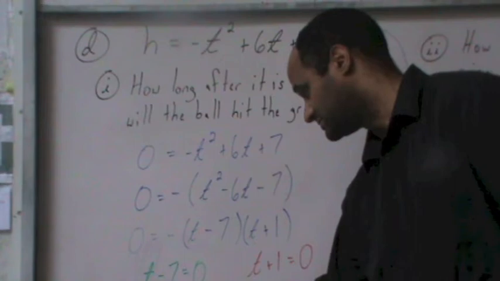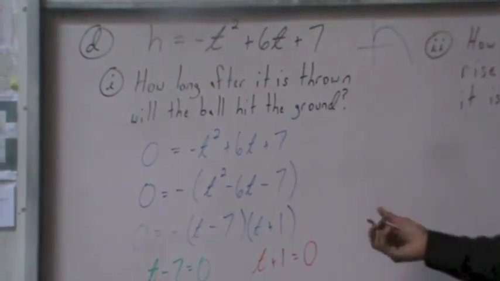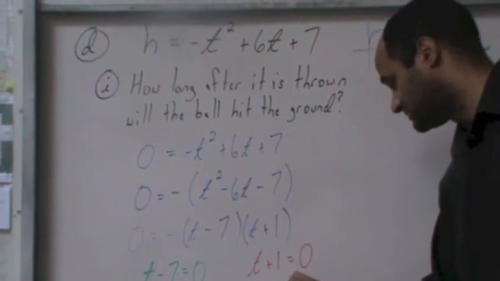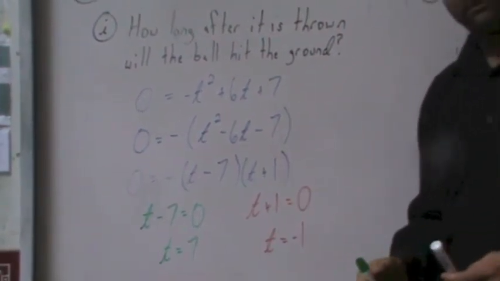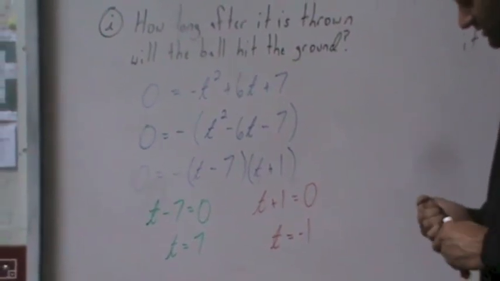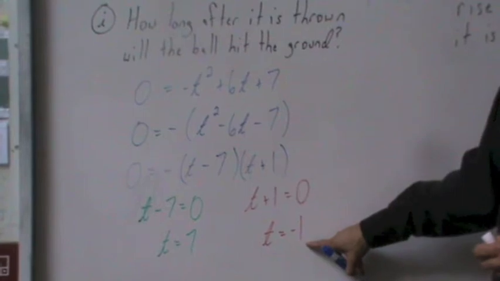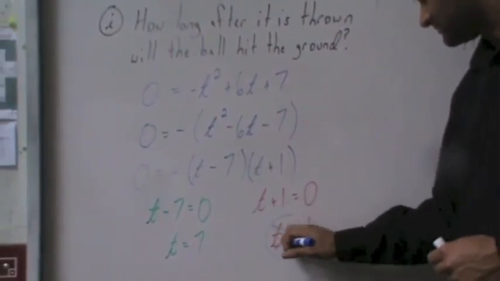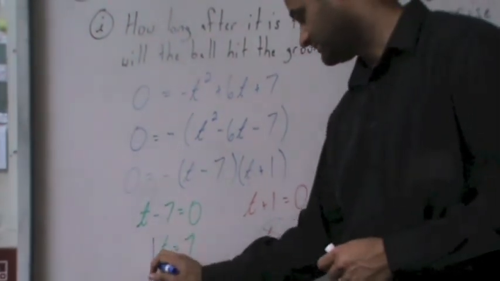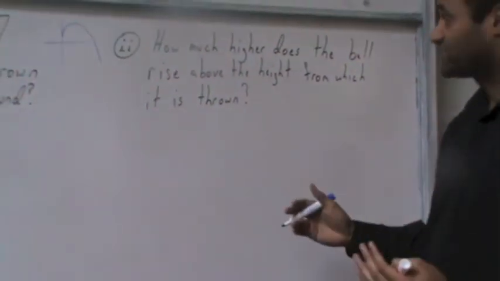This one says that t equals 7. This says t equals negative 1. Now we're trying to figure out how much time it took after it was thrown for the ball to hit the ground. That answer can't be negative 1 seconds. So the answer must be 7 seconds later.